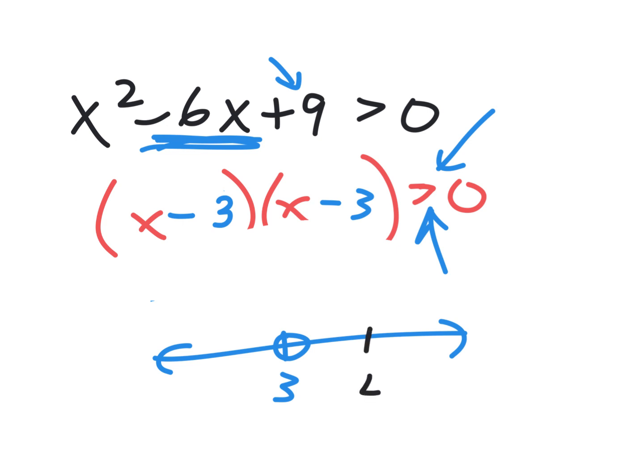So I'm going to test 4 and see if it works. That's the way to tell. Just because this has a greater than sign does not mean you shade to the right. I'm telling you, that would screw you up on 9 out of 10 problems.